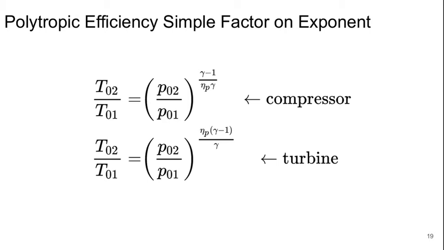First, I'm going to give the basic definition of a polytropic efficiency. It's a simple factor on the exponent of what would otherwise be the isentropic relationship between a temperature and pressure ratio. So for a compressor, it goes in the denominator, and for a turbine, it goes in the numerator if we're getting a temperature ratio from a pressure ratio. So in other words, if this thing is less than 1, it's going to make this a larger exponent, which means you'll get more temperature rise than you would in the isentropic case for a given pressure ratio. And for a turbine, if this thing's less than 1, you get less work extraction for a given pressure ratio than you would have if it was an isentropic machine.